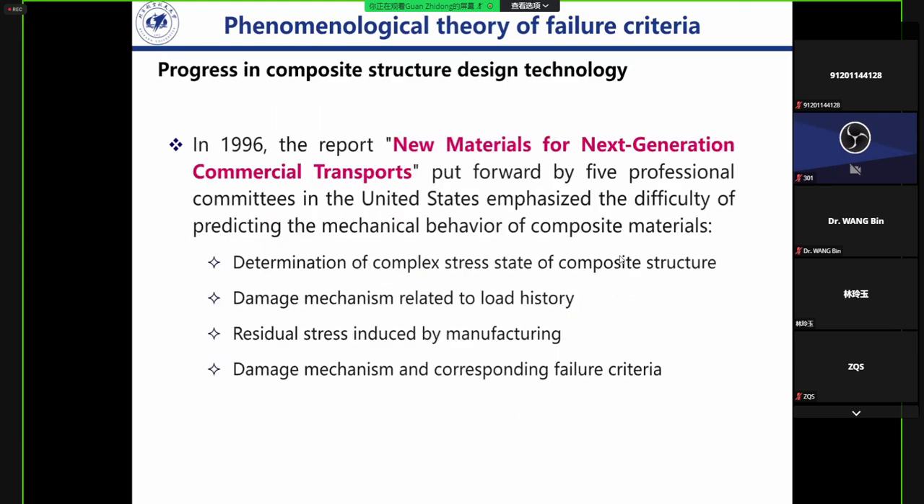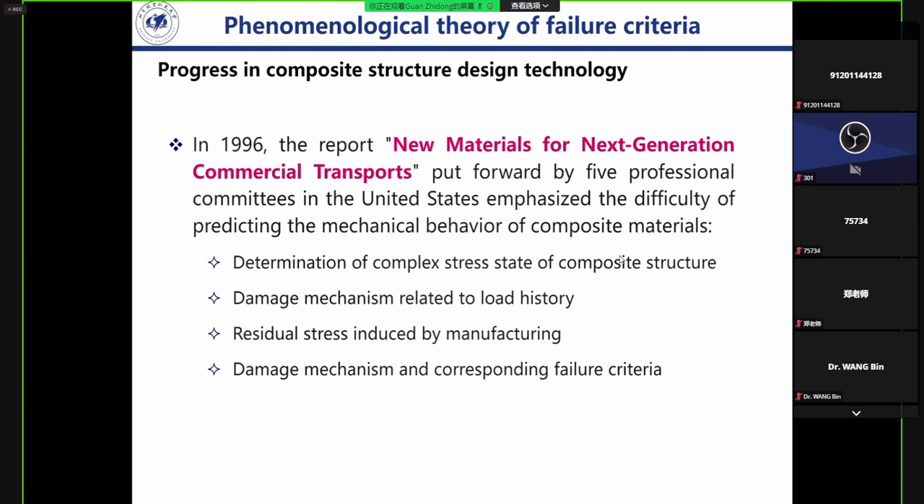With the deep understanding of the mechanical property of composite material and the accumulation of a large number of engineering applications, people cannot be satisfied with the level of phenomenological strength theory. The so-called phenomenological refers to the damage criteria obtained by the generalized test data without considering the damage mechanism of composite material. In 1996, the report, New Material for Next Generation Commercial Transport, put forward by the 5 professional committees in the United States, emphasized the difficulty of predicting the mechanical behavior of composite material. The main problems are the determination of complex stress state of composite structure, damage mechanism related to load history, residual stress induced by manufacturing, and the damage mechanism and the corresponding failure criteria.